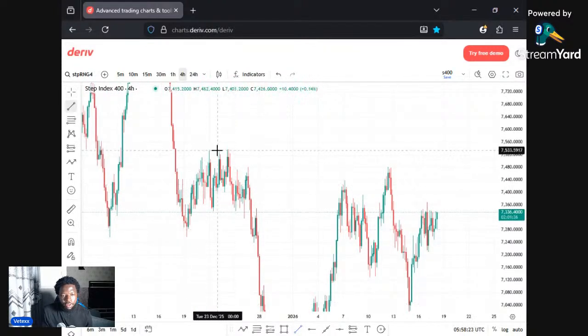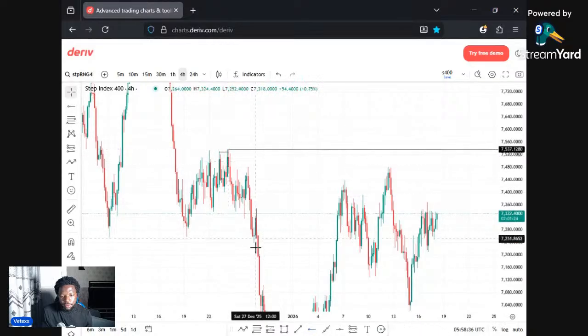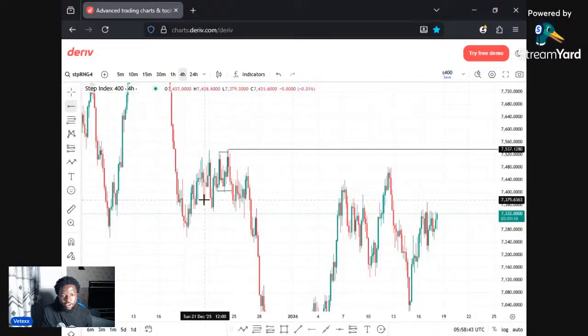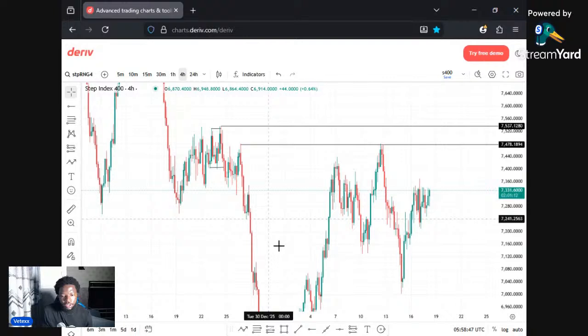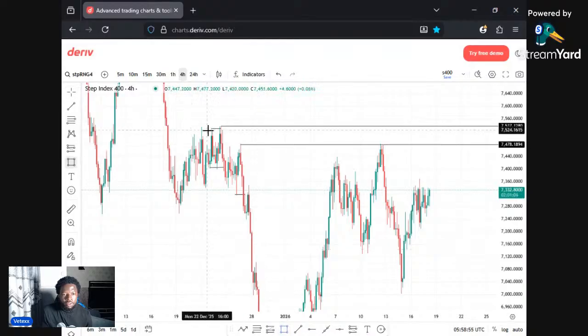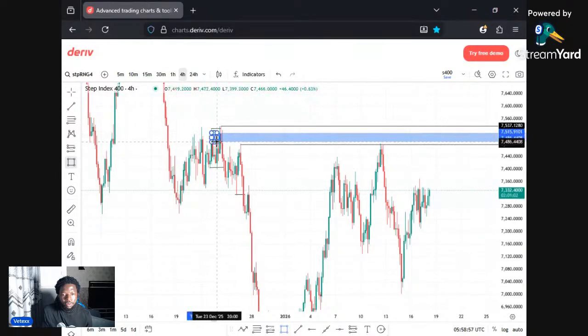First of all, we have our sweep of liquidity. We have our protected high right here. We have our first break of structure, which is this. We have price retrace 50% to give us our structural liquidity, which is this. And then we have our second break of structure, which is this. And this zone is our POI.